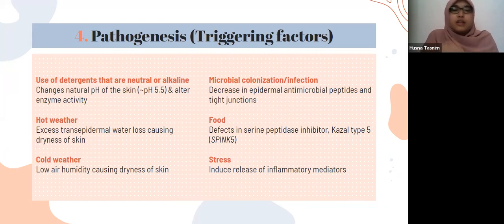Some foods cause defects in the serine peptidase inhibitor, Kazal type 5. So this is also a protein like filaggrin in our skin layer that contributes to the skin barrier function. So stress also induces release of inflammatory mediators.